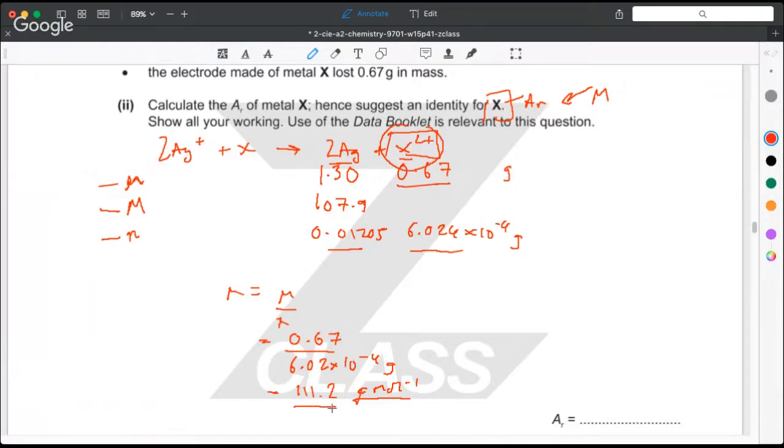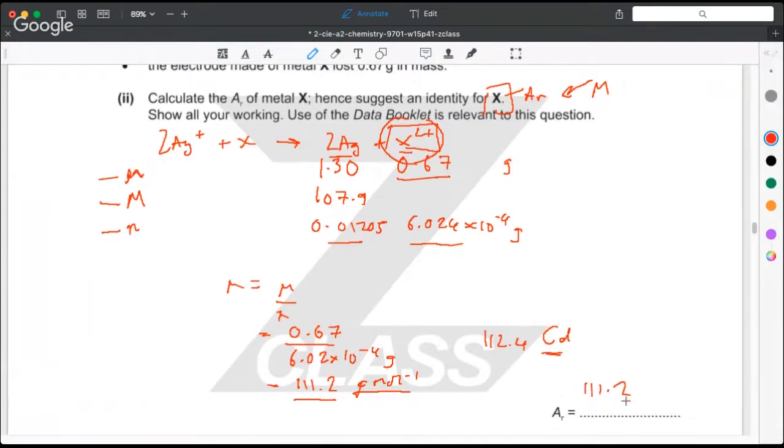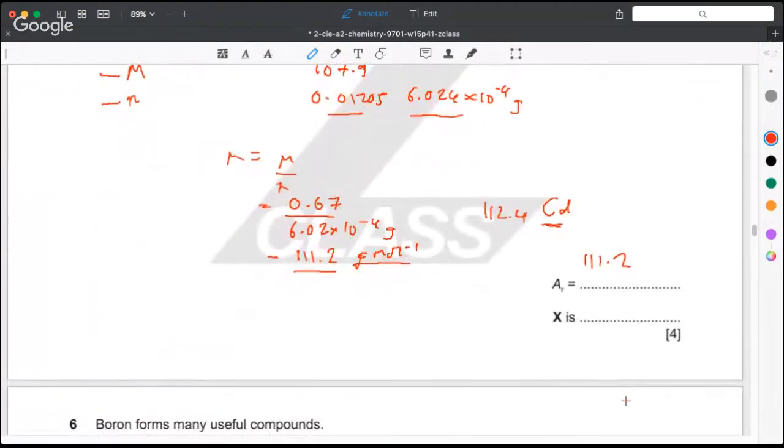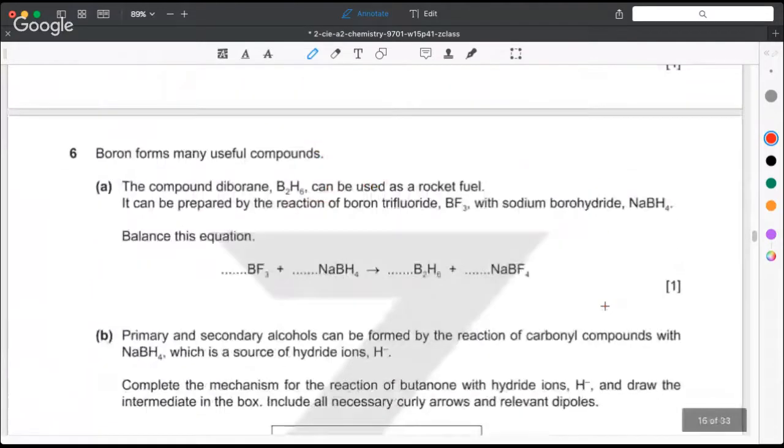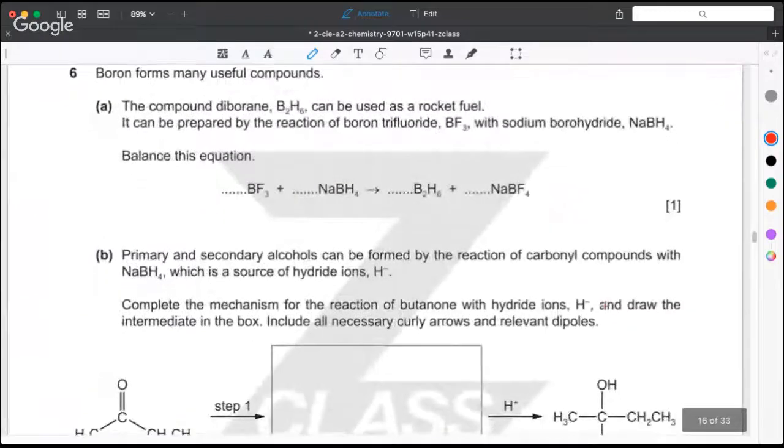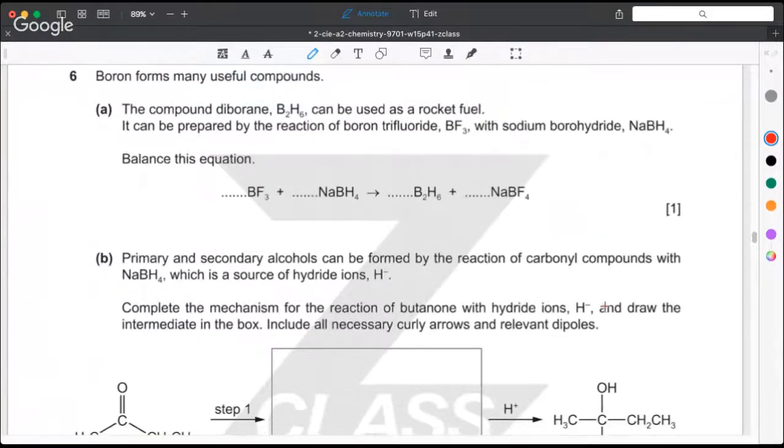And if you look up in your periodic table, the closest thing that you can find is 112.4 as the relative atomic mass for cadmium. All right. So the relative atomic mass that you calculated was 111.2. And the closest there is cadmium that has a relative atomic mass of just over 112. So cadmium is the one that goes in there. Good. Balancing equations, the next one. Just look that up. That's something you can do.